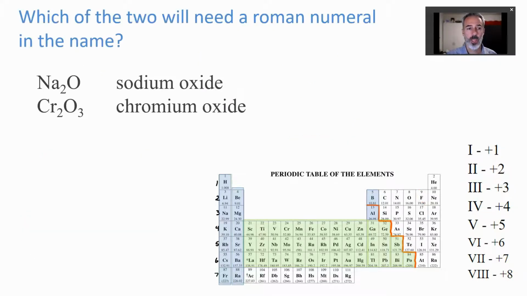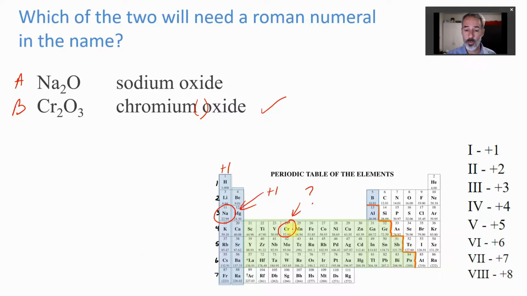Let's try another one. Which of these two compounds, A or B, is going to need a Roman numeral? Only one of them is going to need a Roman numeral, and I want you to describe to me how you figured it out. Well, if you said B is the one that's going to need a Roman numeral, you are correct. One way to figure out is, here's sodium and here's chromium. Which one of the two of those do you know the charge of? Definitely sodium. I know that this is +1 because it's in the alkali metal family. But this one, I don't know its charge. It's going to need a Roman numeral.